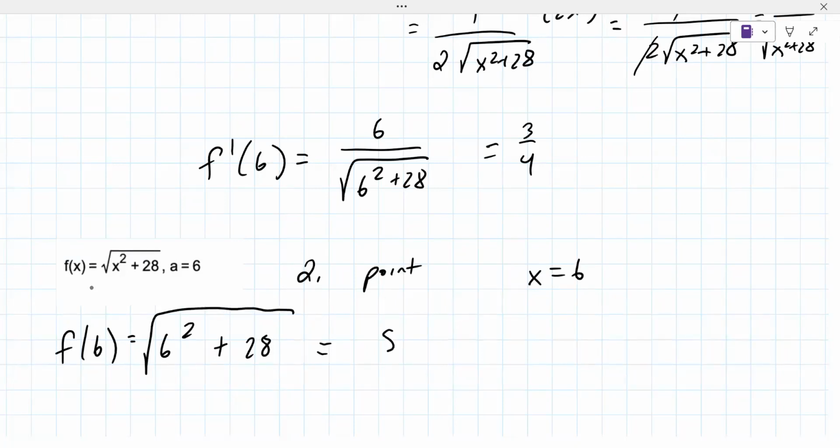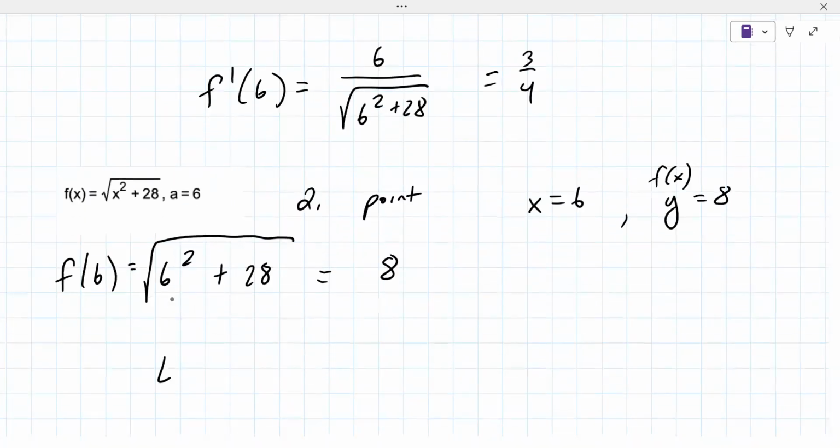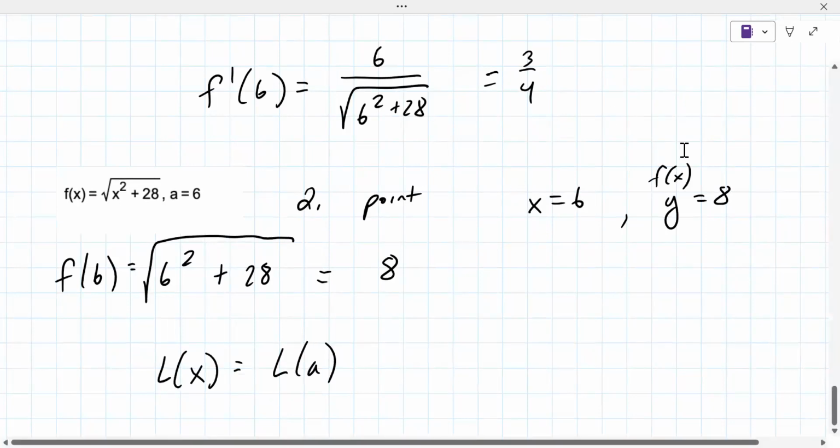So it ends up being 8, I believe. So when x is 6, y is 8, or you can think of it as f of x if you prefer. All right, so the linearization, L of x, why did we do all this? L of x is, sorry, that's not right. It's f of a, not L of a.